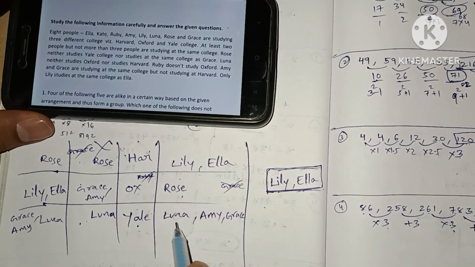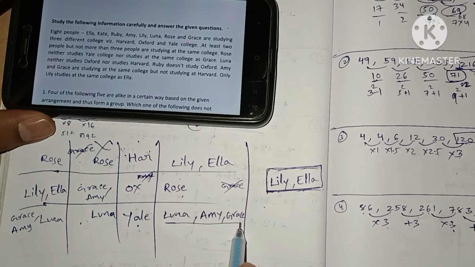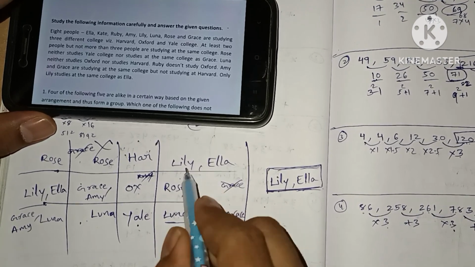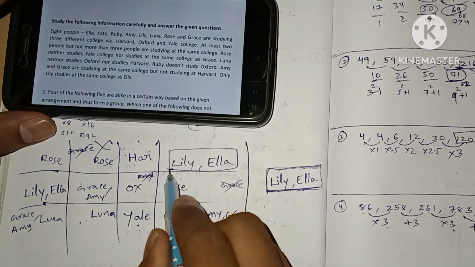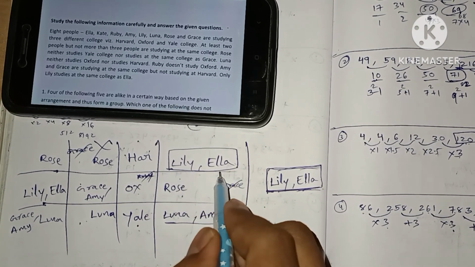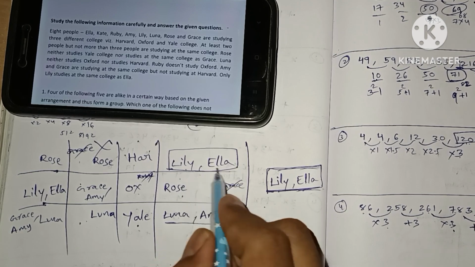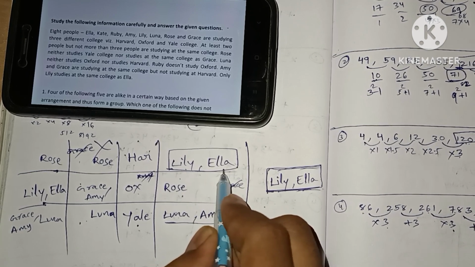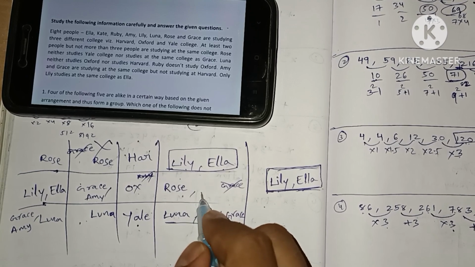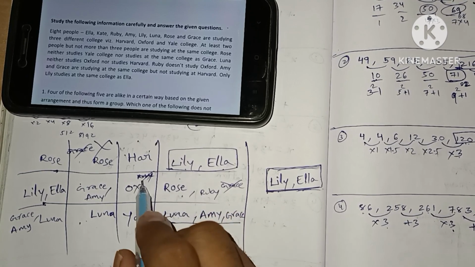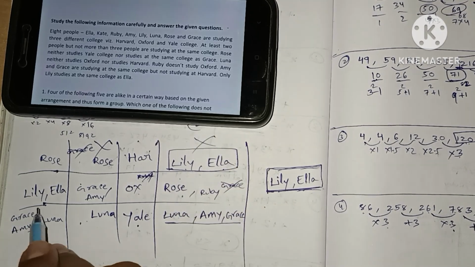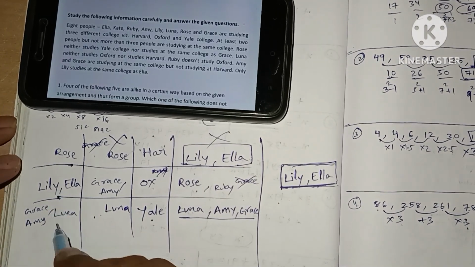Now in this case there are three persons, so no other person can sit here. In this one, none of the people sit with Lily and Ella in this college. So there is only one place here to seat Ruby, but Ruby cannot sit in Oxford, so this case also fails.